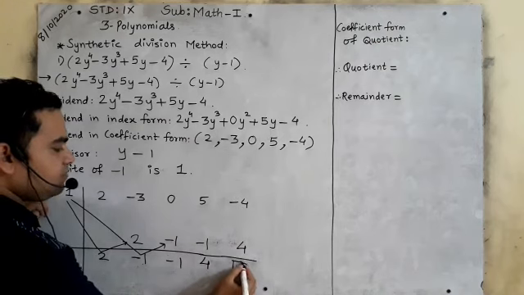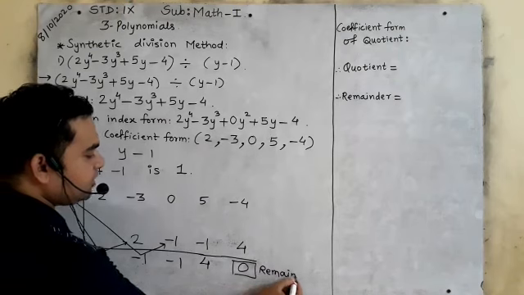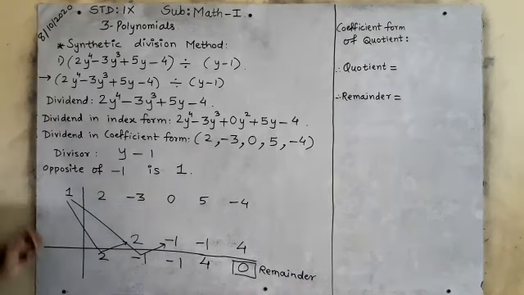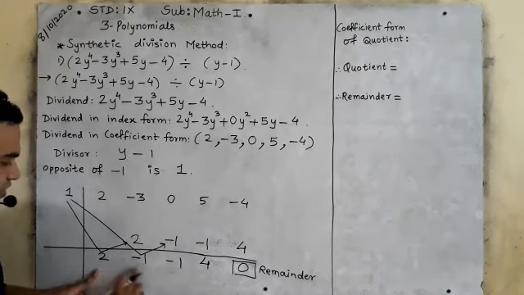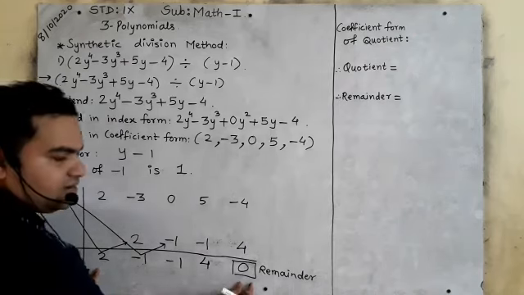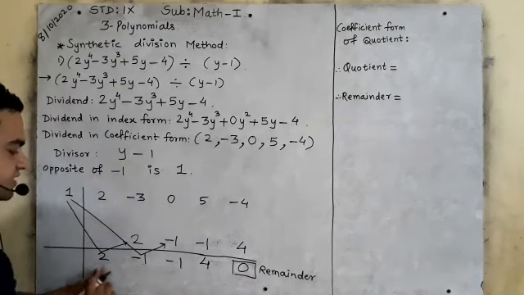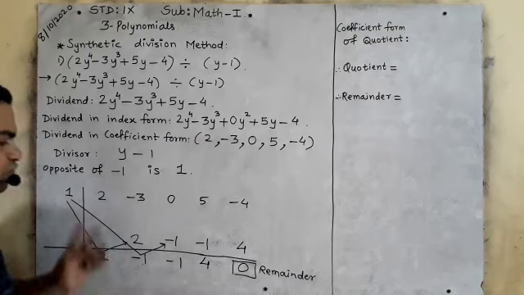So the last number will always be considered as a remainder. So what is left? 2, minus 1, 4. These 1 2 3 4 will be considered as a quotient. The last answer will be considered as a remainder. The remaining numbers will be considered as a quotient. 1 2 3 4, 4 terms.